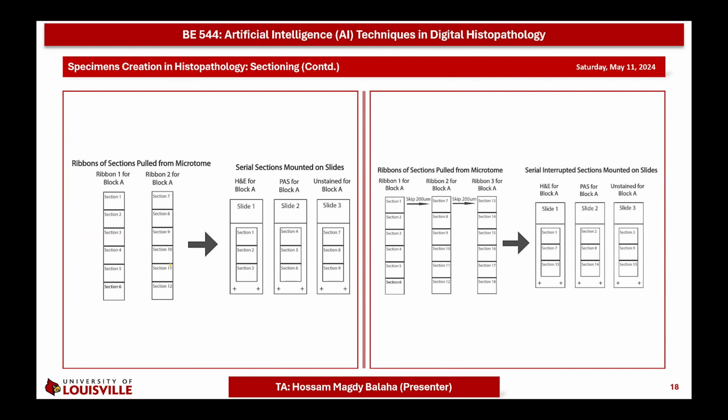So as you see here in the figure on the left, the first ribbon is section 1 to section 6, and this can be considered a block. And a second block or ribbon 2 can be from section 7 to section 12 and so on. And this is called a ribbon of sections. So on the slide, we are going to mount a specific number of sections. For example, on the first slide, we have sections 1, 2, 3. On the second, sections 4, 5, 6, and so on. So the first 2 slides are taken from the first ribbon of block A.